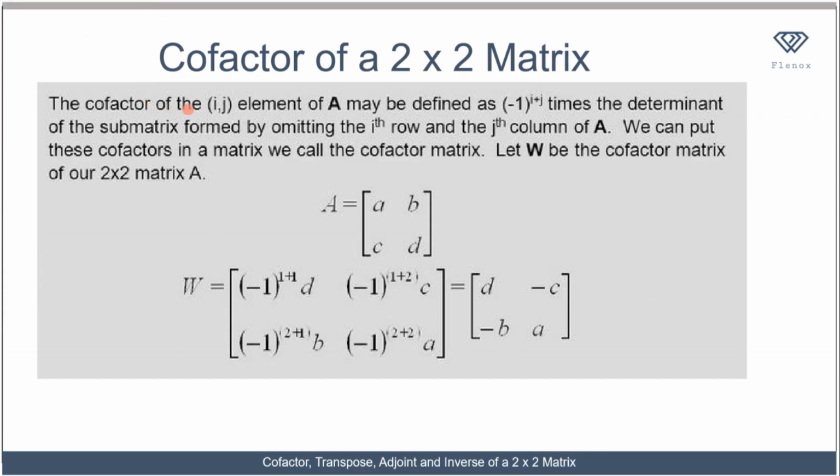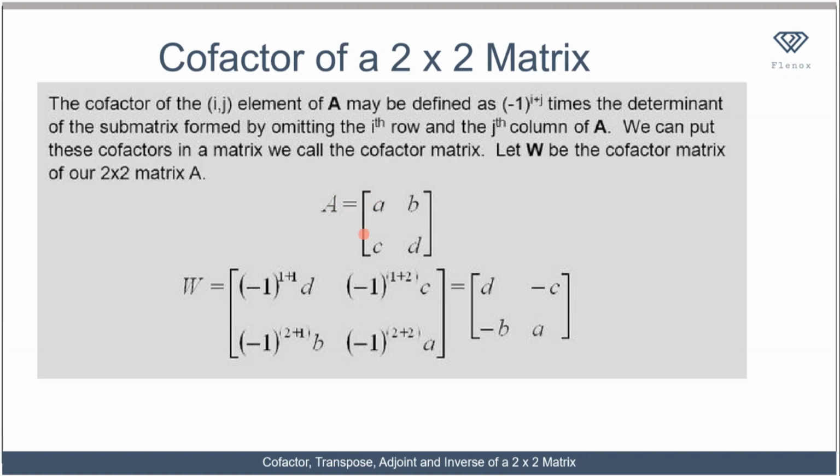The cofactor of the ij element of A is defined as (-1) to the power of i plus j, times the determinant of the submatrix formed by omitting the ith row and the jth column of A. We put these cofactors in a matrix we call the cofactor matrix. Let W be the cofactor matrix of our 2 by 2 matrix. So what does it mean? To find the cofactor of a matrix, what do we do?